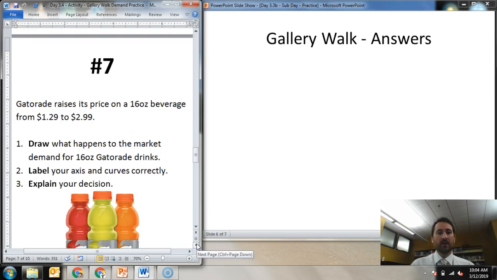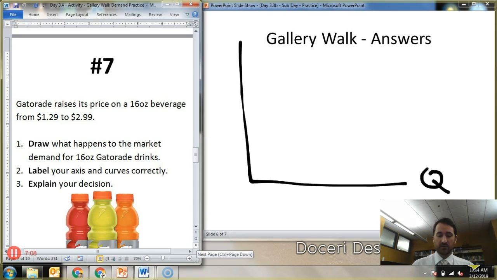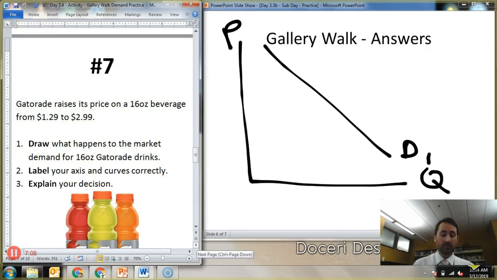And the last one, number 7, Gatorade raises its prices on a 16-ounce beverage. What happens to the demand for 16-ounce Gatorade drink? So we're working with the same product here. It's Gatorade, same size product, but here we have a price increase. And so there's no change in demand. This is going to be a change in quantity demanded.